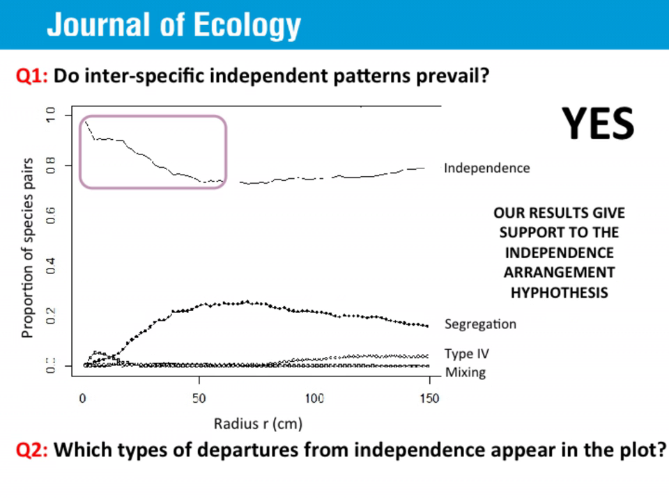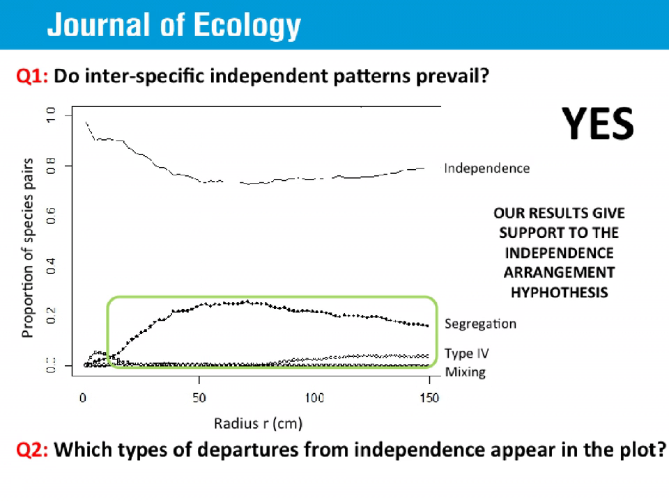The answer is yes. Okay, here in purple I'm showing you the proportion of species pairs being independent at different scales as we increase the distance from every target species. As you can see, most species pairs, around 80%, were independent at all the scales analyzed. And this effect was especially strong at scales lower than 50 centimeters from a target species. And which types of departures from independence appear in the plot?